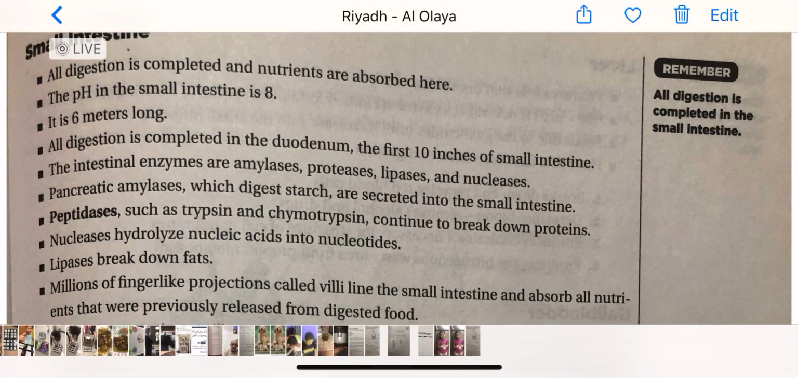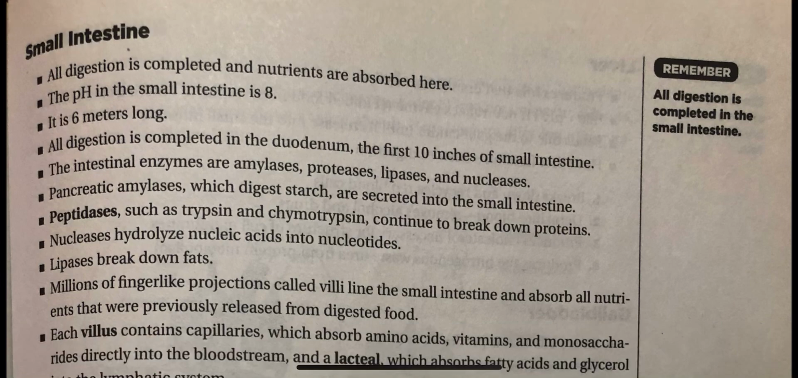We mentioned before the pH in the stomach, we said 2 to 3, so it's a highly acidic pH. What about the pH in the small intestine? It's the opposite, 8. What is the length of the small intestine? It's 6 meters. All digestion is completed in the duodenum.